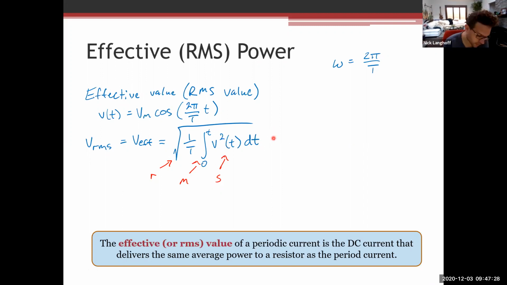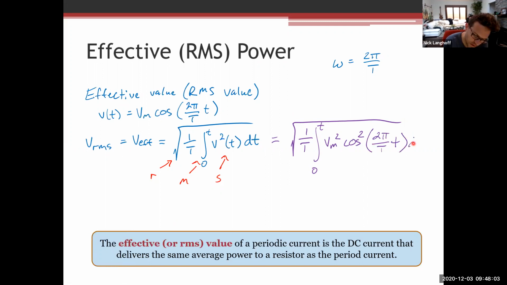And if you were to calculate this for a sinusoid, or for the signal we're looking at, let me do this in another color. I'll put this in purple here. So now we'll look at doing this for the sinusoid that we're working with. This is 1 over T times the integral from 0 to T of Vmax squared times the cosine squared of 2 pi over T times t, dt.